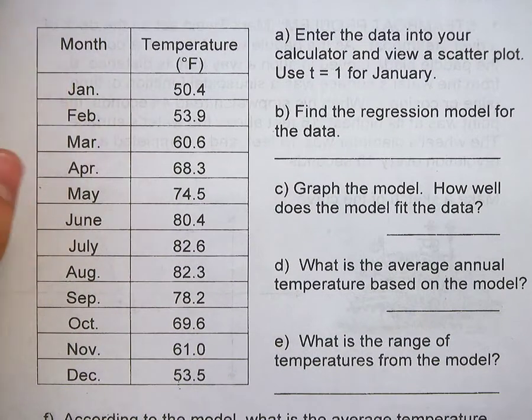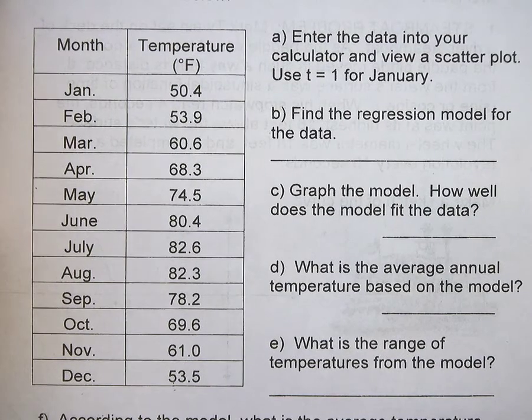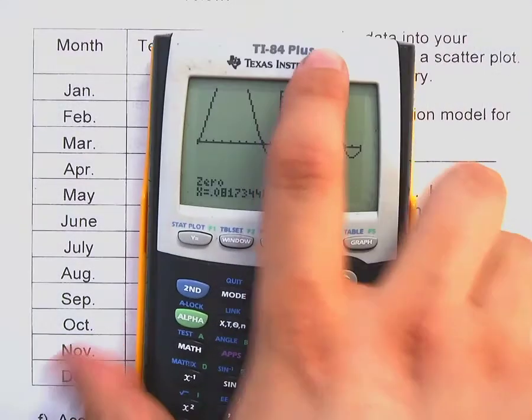Okay, so it wants to enter the data into your calculator and view a scatter plot. Use t equals 1 for January. You're going to have to pause quite a bit on this. I hope somebody's listening to me up there. You're going to have to pause quite a bit on this just to catch up because I've already done it to save us some time.